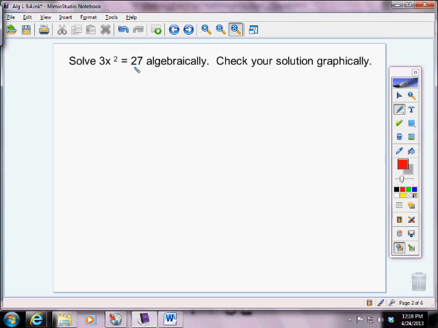It says solve 3x squared equals 27 algebraically and check your solution graphically. If we solve this algebraically, meaning using algebra, what are we solving for? x. What do we have to get rid of? The 3. It's 3 times x squared, so we divide both sides by 3. x squared equals 27 divided by 3, which is 9. If we want to know what x is, we ask ourselves what number squared equals 9. Our answer is negative 3 and positive 3. When solving, we're trying to figure out what our variable equals.